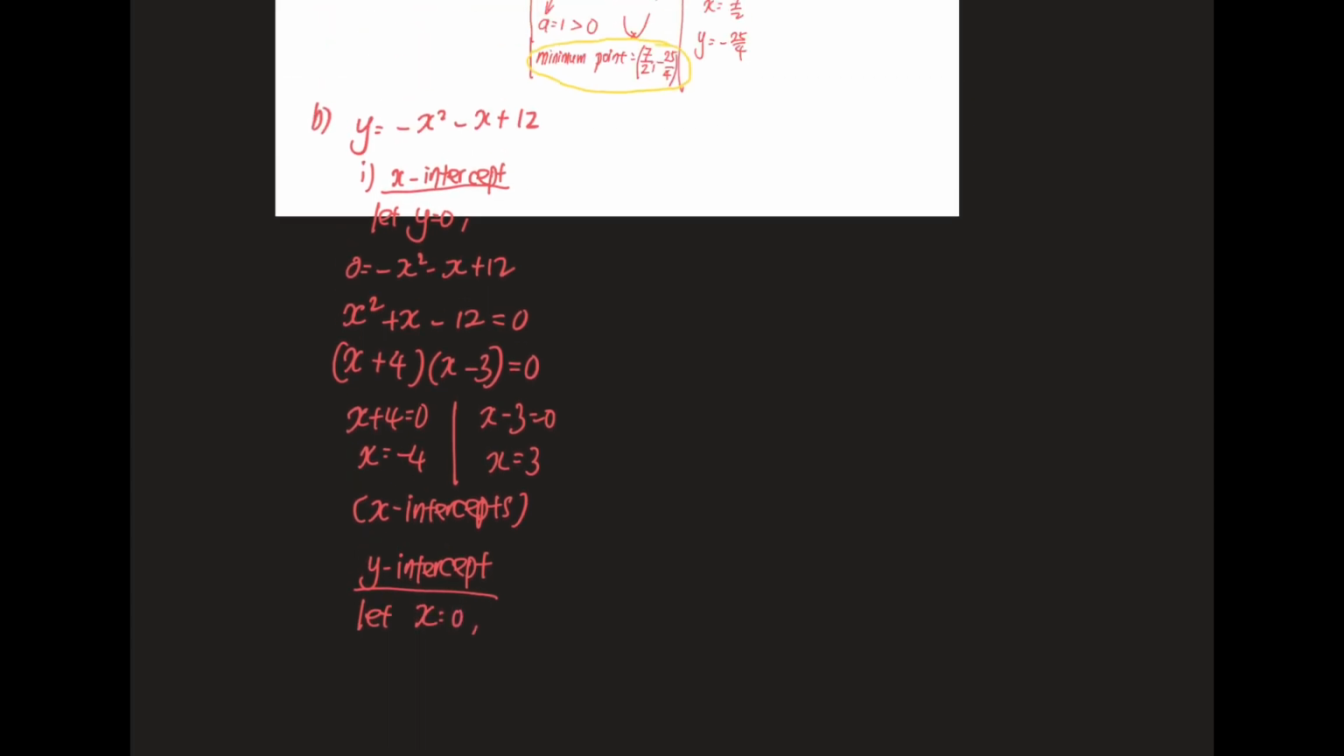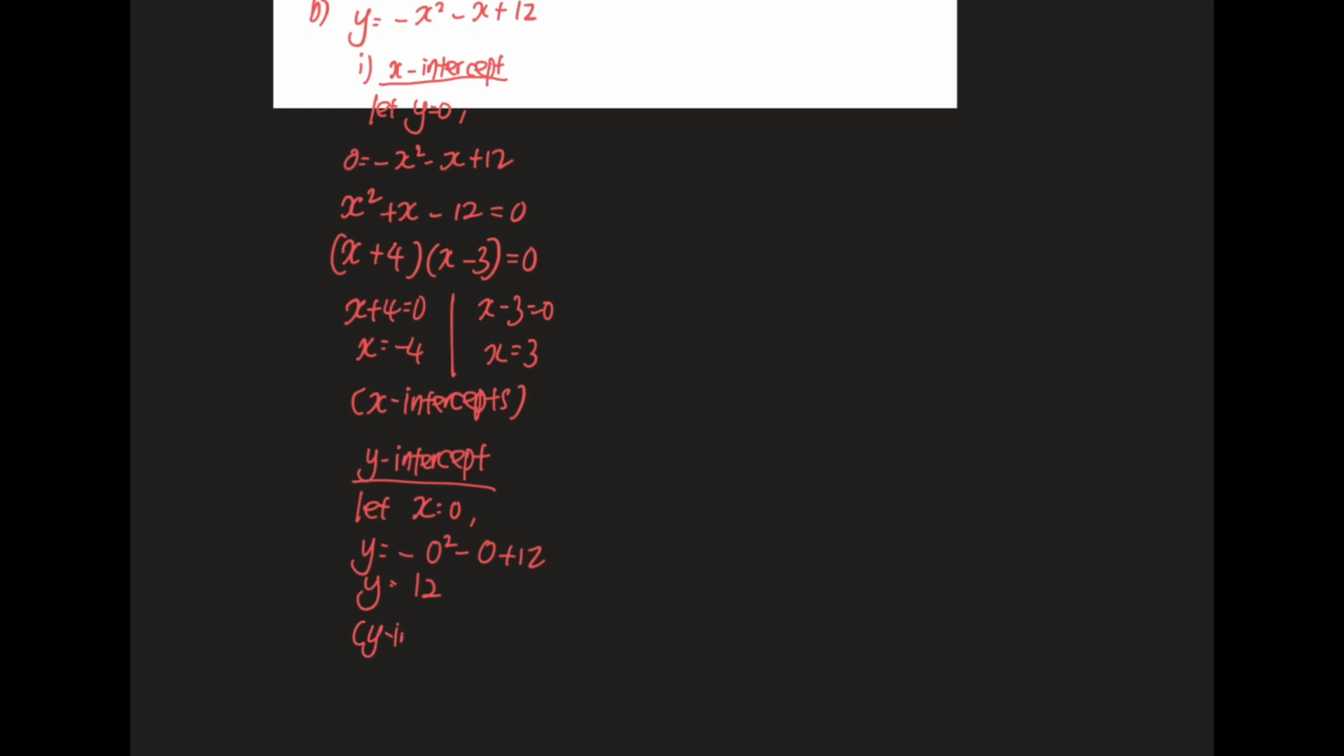Now the y-intercept. For the y-intercept, we let x equal to 0. So you have to let x equal to 0 and substitute it over here, and then you count it, then you get the y-intercept. Okay, so y equal to minus 0 squared minus 0 plus 12. So y equal to 12. So this is the y-intercept.